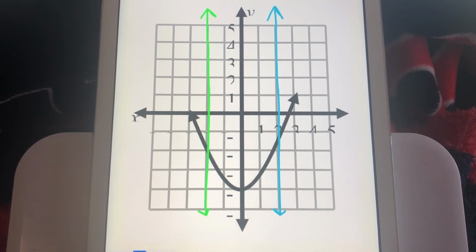This is not a parabola. It kind of looks like it might be a parabola, but it's not. We know parabolas have an axis of symmetry, and you can see this is not a symmetric graph.